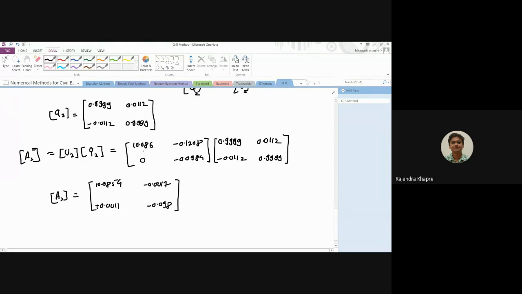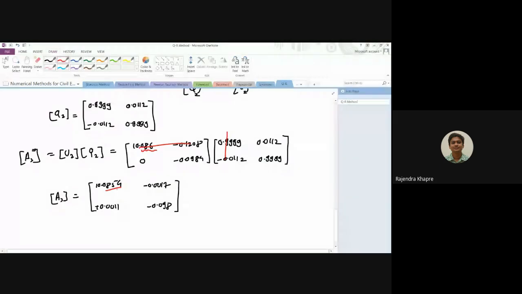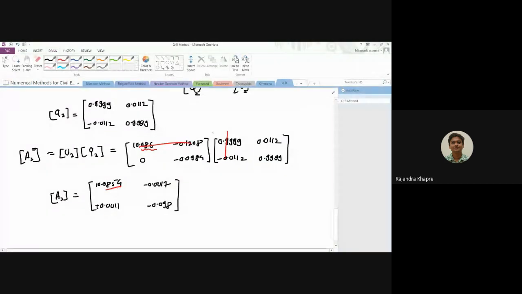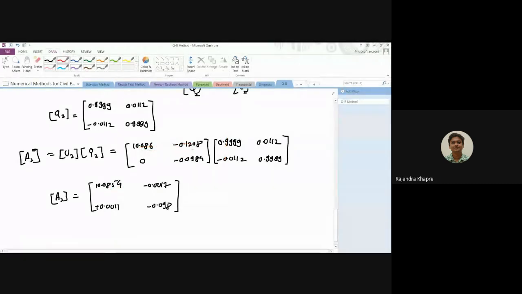Look here, when you are multiplying this particular row with this particular column, you should get the value which is at least greater than this. You are getting a smaller value, right? Because you see this is 0.999 and this is minus and minus. Please check the calculations one more time.